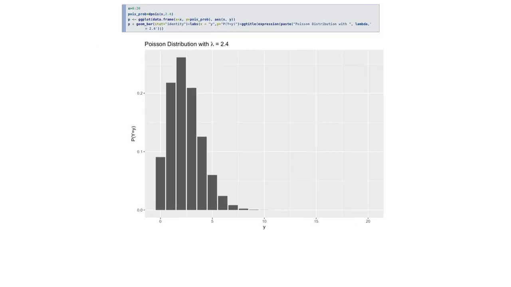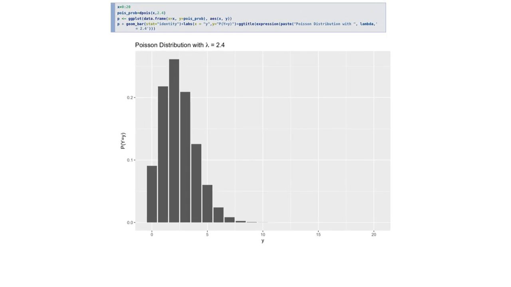What does the distribution look like? It looks different depending on lambda. So this is where lambda is 2.4. It's a discrete distribution, so it doesn't make sense to say what's the probability of y equals 1.2. You look at y equals 0, 1, 2. It's a count, right? So it's not really a histogram. It's kind of like a bar, which tells you the probability of each number of events.